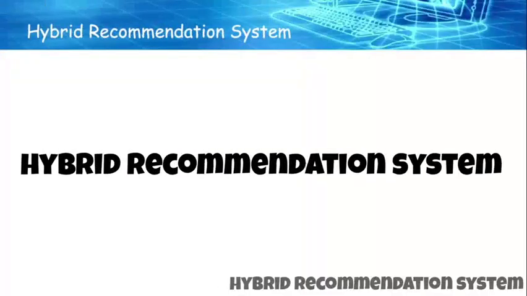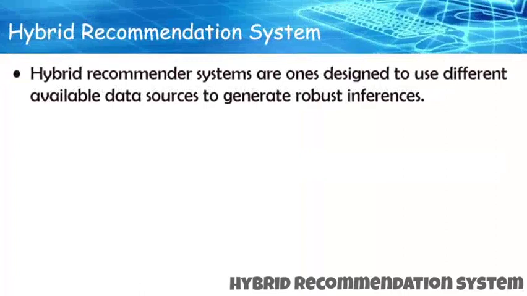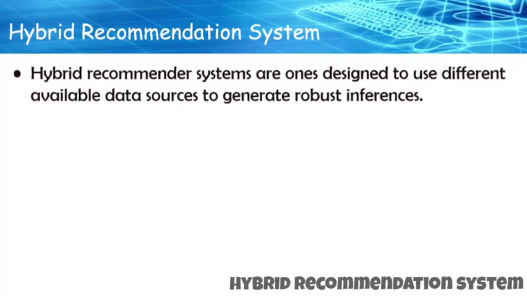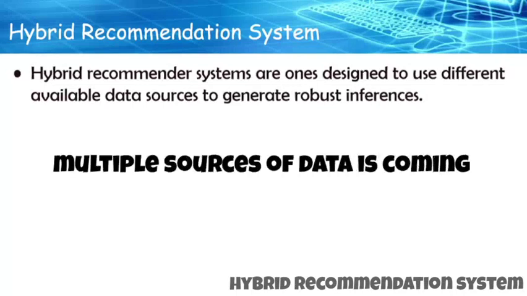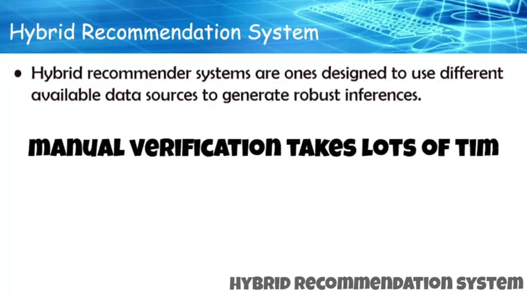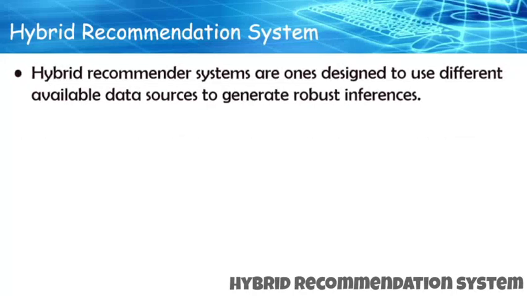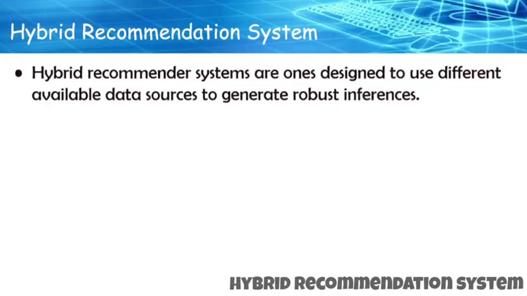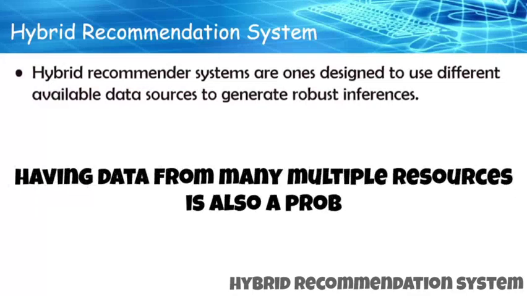Hybrid recommendation system. Various methods of recommendation systems have their own benefits and flaws. Often, many of these may seem restricted when used in isolation, especially when multiple sources of data are incoming. When you are going with multiple sources of data, the features have to be verified manually, which will take a lot of time, but maybe some kind of dimensionality reduction can be used. Leaving out the modeling and pre-processing for now, having data from multiple resources is always a problem.